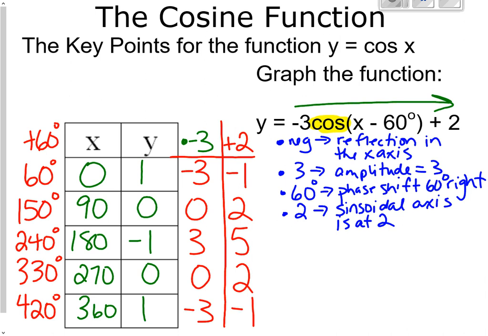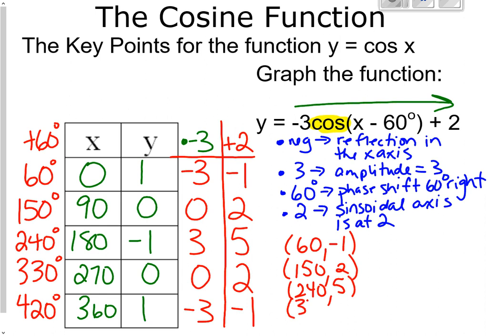Okay, so when we graph this, the points that we're going to use are (60, -1), (150, 2), (240, 5), (330, 2), and (420, -1). So there's all our points that we're going to use to help us.